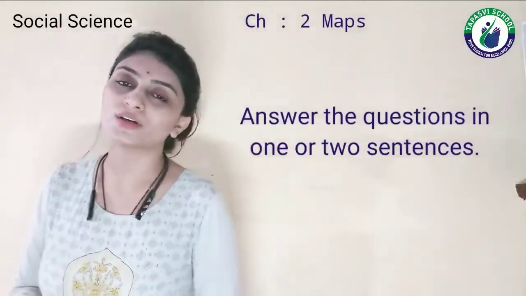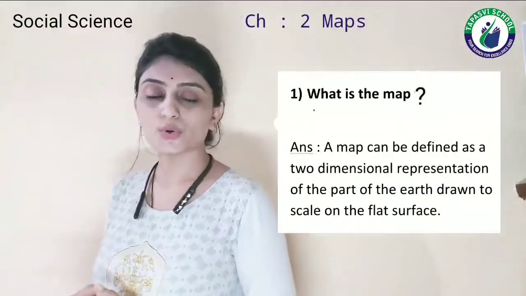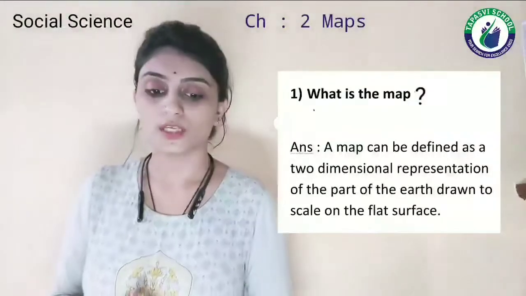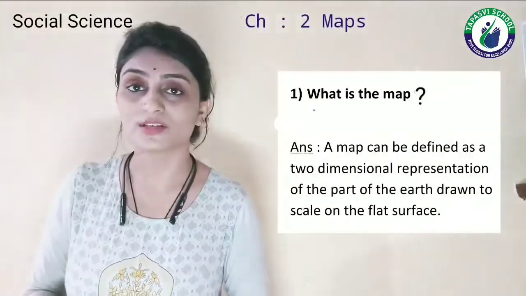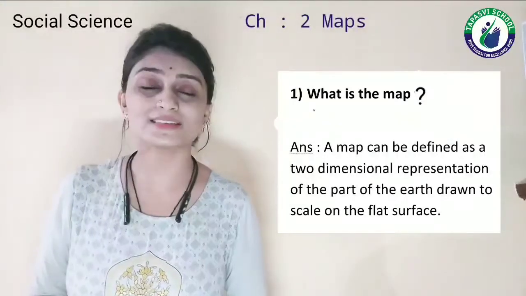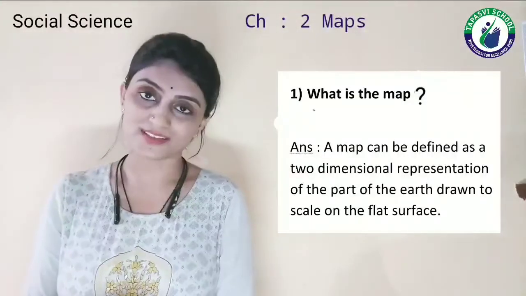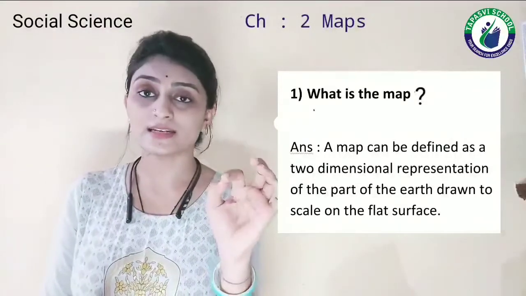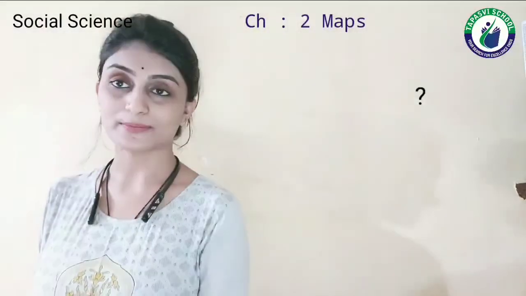So let's learn now the question answers of this chapter. Okay, we will discuss a few question answers of this chapter. So first is, what is a map? We can say that a map can be defined as a two-dimensional representation of the earth's surface, a graphical representation drawn on the earth's surface. Okay, even a small part of the earth we can get with the help of a map. So this is a map.